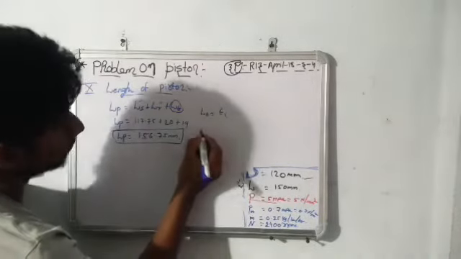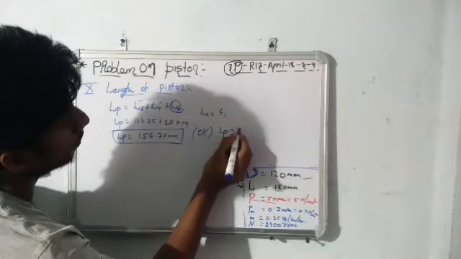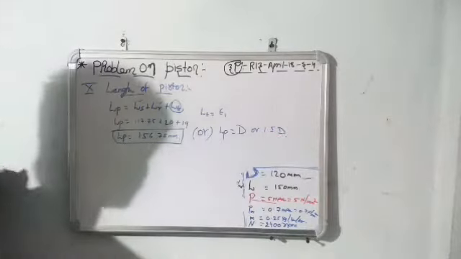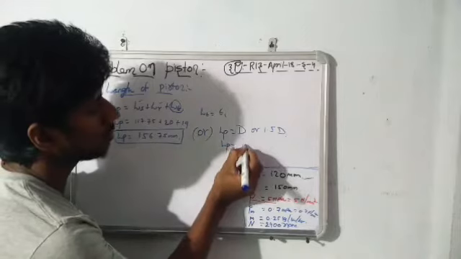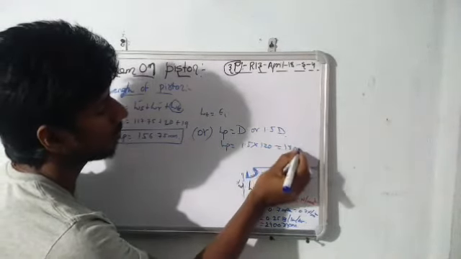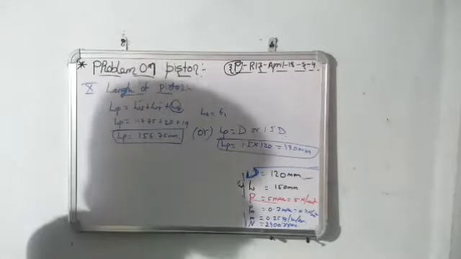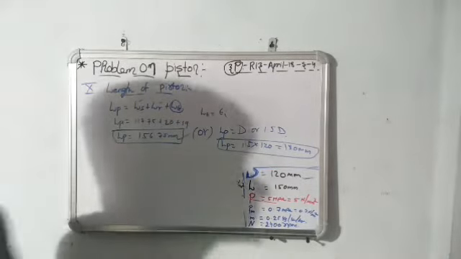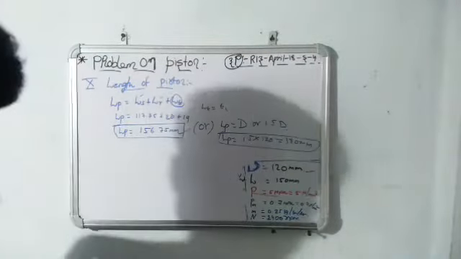In other form, LP equals D or 1.5 times D. With the help of this formula also we get the length of the piston. So LP equals 1.5 into 120. By simplifying, we get the value 180 mm. For proper design, we prefer this value for the length of the piston. So this is about the length of the piston. Go to the next step.